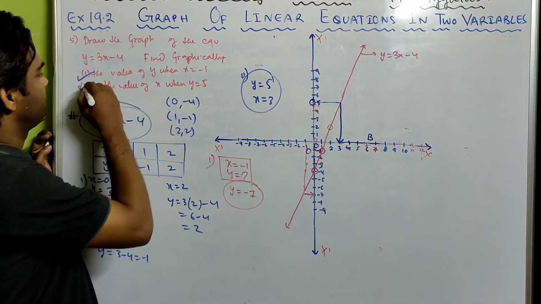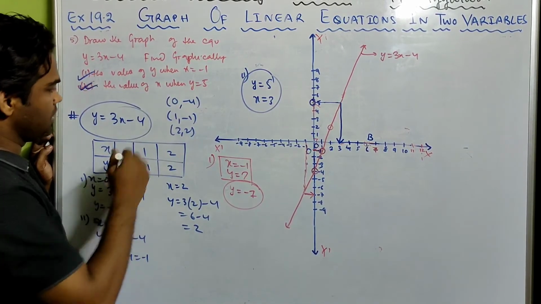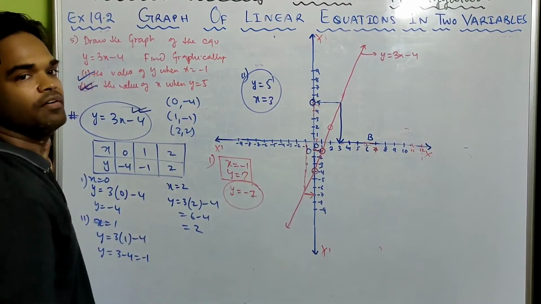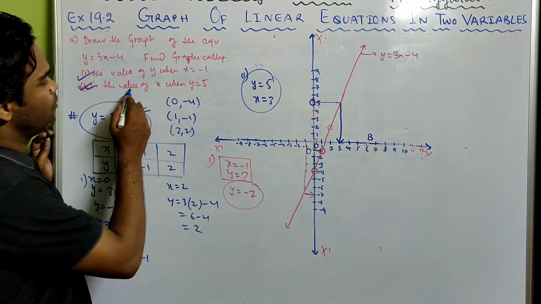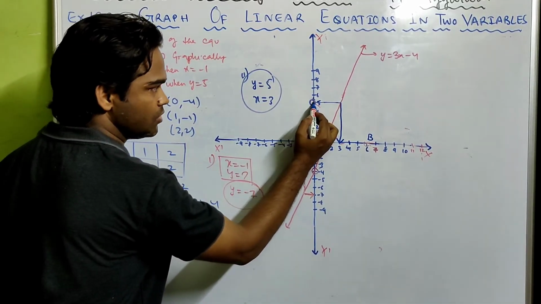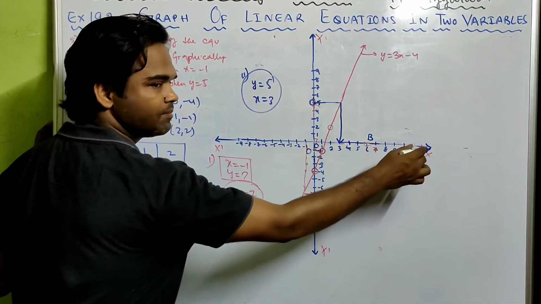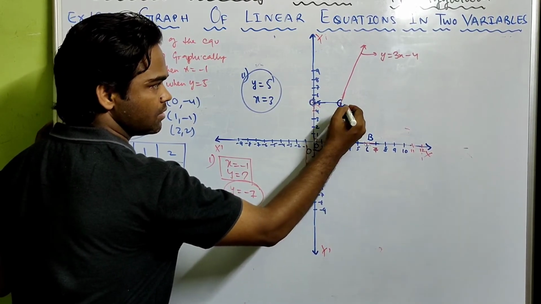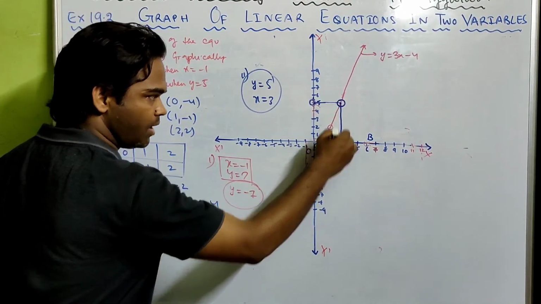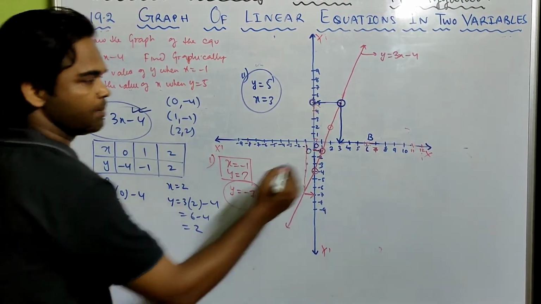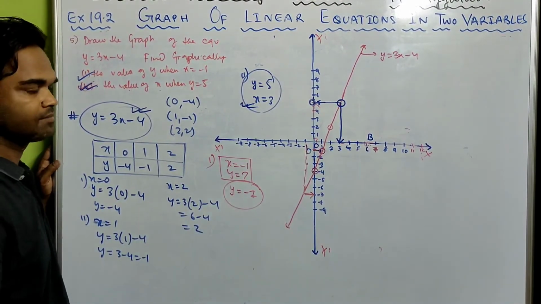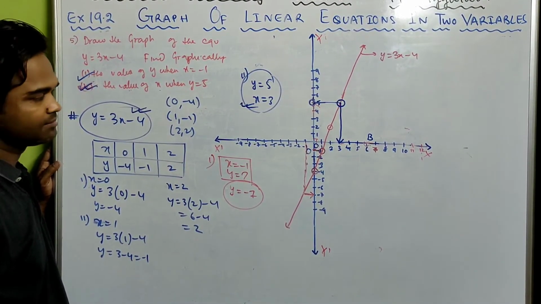I hope this is clear. Don't simply put the values in the equation and get the corresponding value of y and x. No, you need to solve it by the graph. Again, the value of x when y is 5. So when y is 5, what is the value of x? You draw a line parallel to the x-axis. It meets the line y equals 3x minus 4 at this point. From here, you drop a perpendicular. It meets the x-axis at 3. So that's your value of x. I hope this is clear.